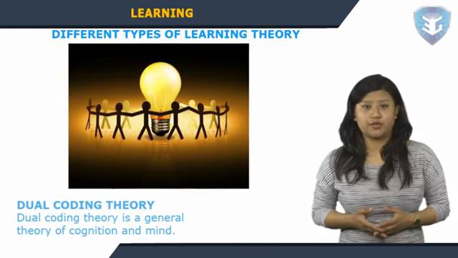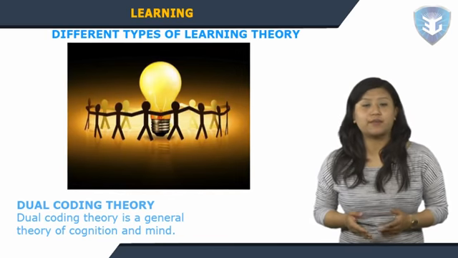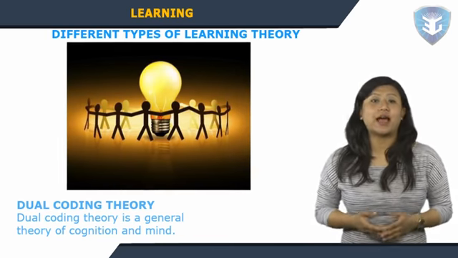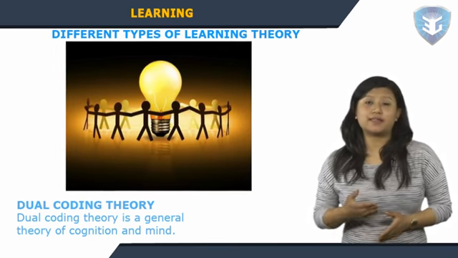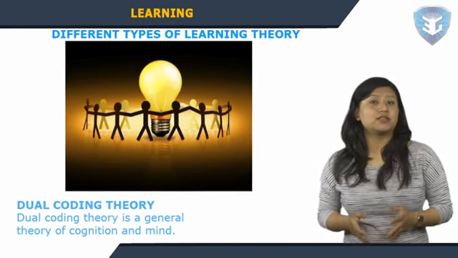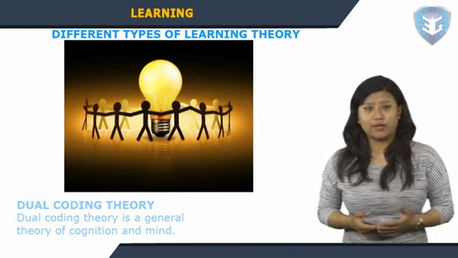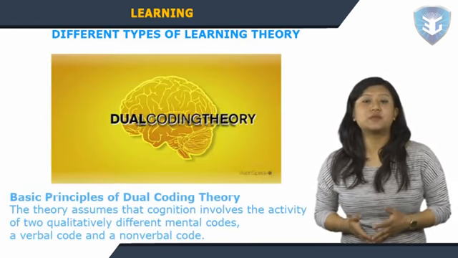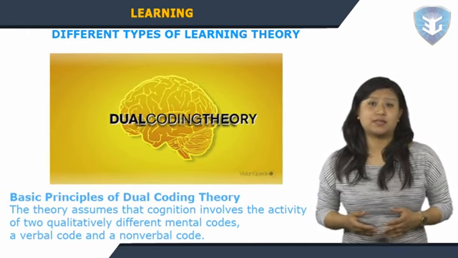Dual coding theory. Dual coding theory is a general theory of cognition and mind. It has inspired much research and debate in psychology, and it has played a major role in stimulating a modern resurgence of interest in mental imagery and its role in mind. The basic principles of dual coding theory. The core ideas of dual coding theory can be stated succinctly.